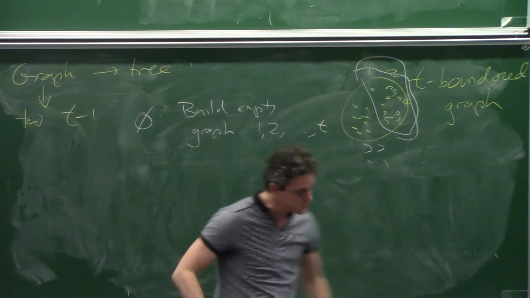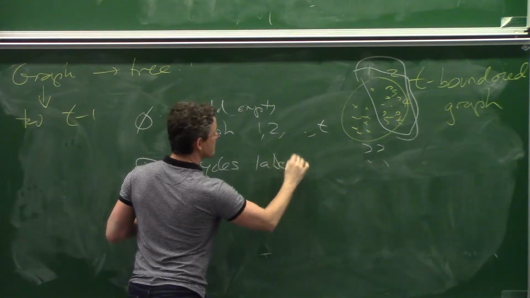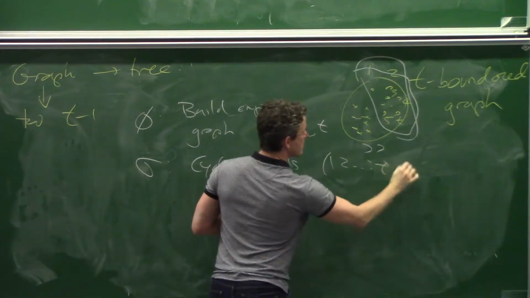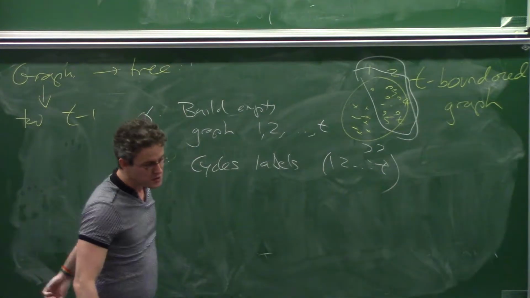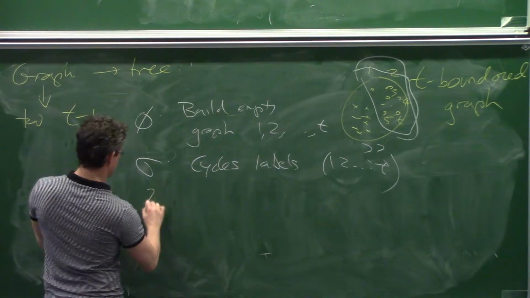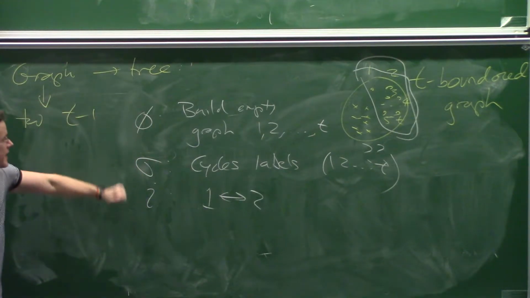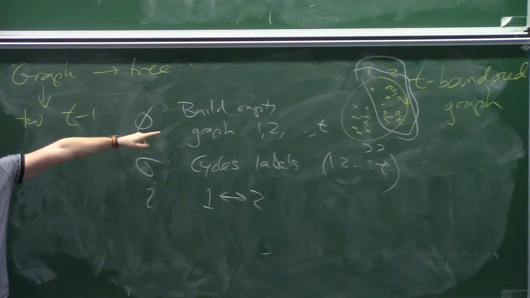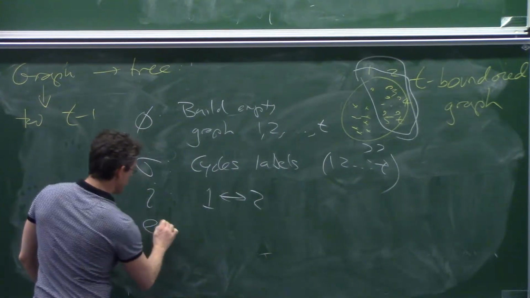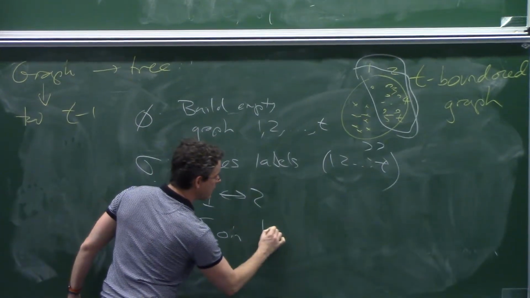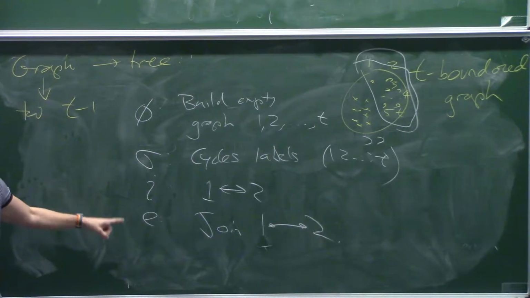You have an operation called sigma, which cycles your labels. So 1 becomes 2, 2 becomes 3, 3 becomes 4, t becomes 1. You have an operation I, which says swap labels 1 and 2. With these two operations, you can commute the labels however you like. You have another operation, which is E, which says join 1 and 2. This inserts an edge exactly between vertices 1 and 2.